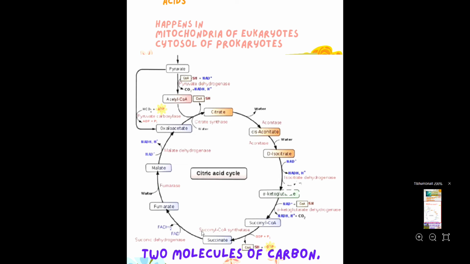After that, this fumarate will be converted into malate by the enzyme fumarase. And after that, as the final step, malate is converted to oxaloacetate by the enzyme malate dehydrogenase. Here, NAD is reduced to NADH. That is the simple way to understand the citric acid cycle.